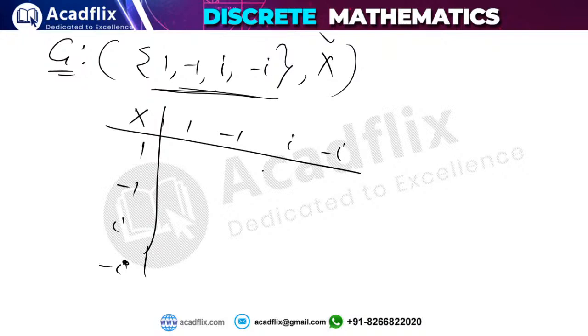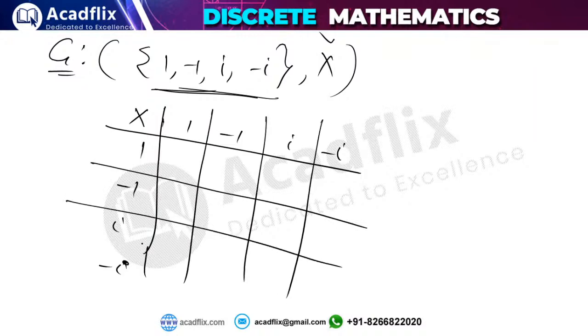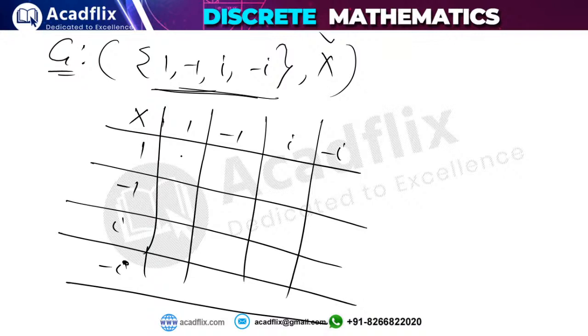Now what will be the entries here? Very easily you can write down the entries of this Cayley table. This is nothing but 1 into 1. Because this 1 is the identity element, you multiply it with anything, you will get the same thing. Now what is minus 1 into 1? That is also minus 1, iota, minus iota, because 1 is the identity element. This is how you can fill the Cayley table. Now let's see, minus 1 into minus 1 will be 1. Minus 1 into iota will be minus iota. Minus 1 into minus iota will be iota.